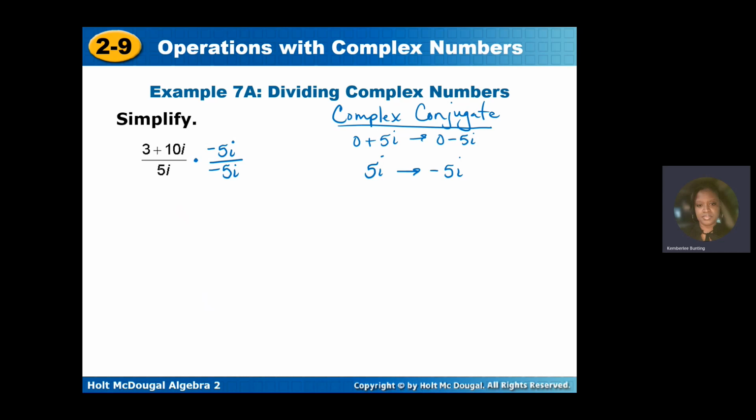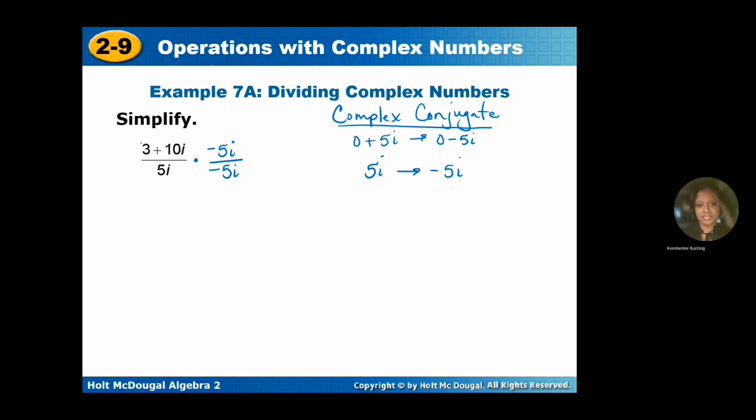And what happens when you multiply any number by 1? It stays itself. I'm multiplying by 1. I'm not changing the value of 3 plus 10i over 5i. I'm just changing what it looks like. Because remember, they say you can't have an i in the denominator. I'm about to manipulate the situation so that I no longer have an i in my denominator. Does that make sense? I'm not changing the value of the expression. I'm simply changing how it looks.